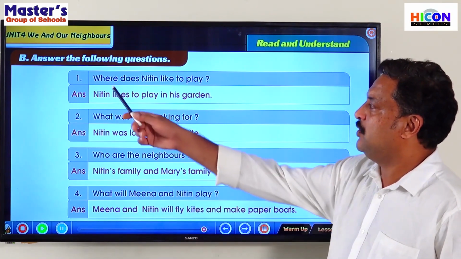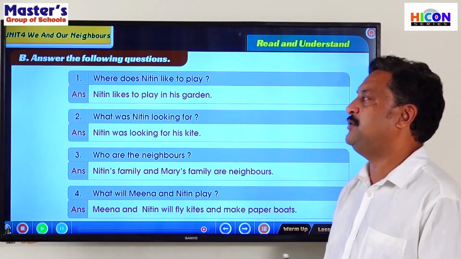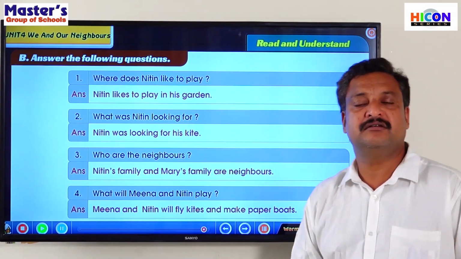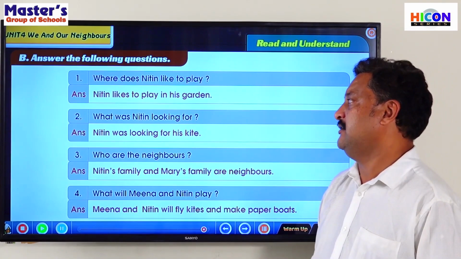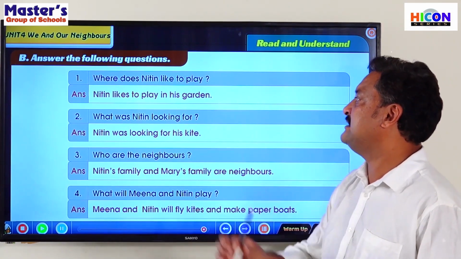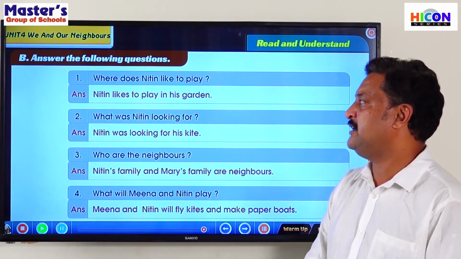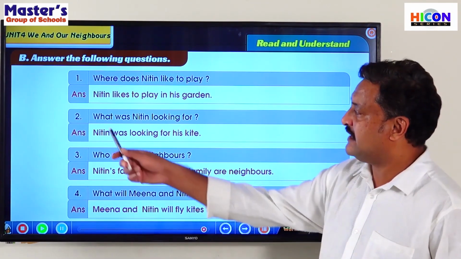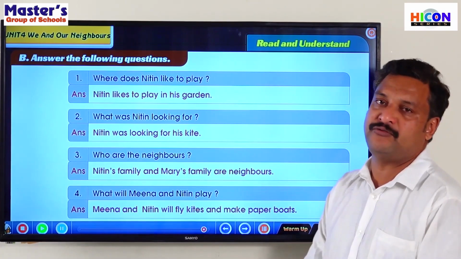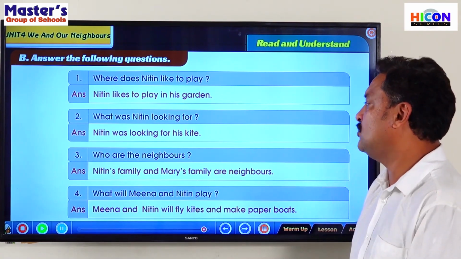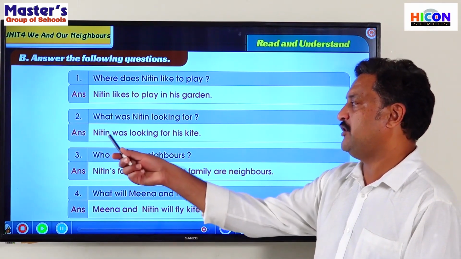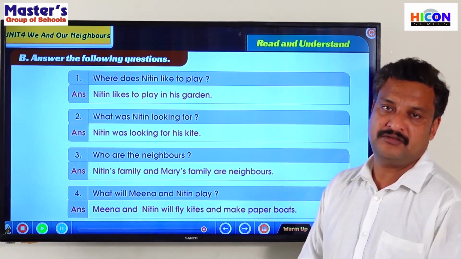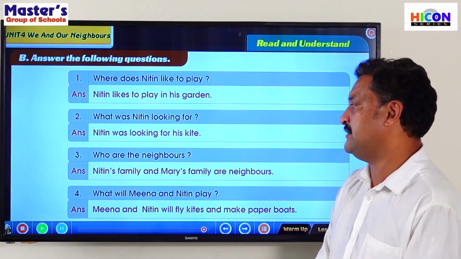First question, where does Nitin like to play? Nitin likes to play in his garden. So where does he like to play? Nitin likes to play in the garden. Second question, what was Nitin looking for? Nitin was looking for his kite.